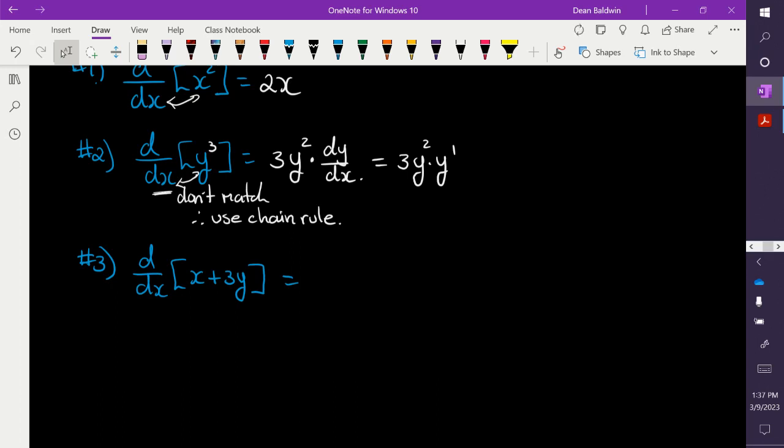All right, so next function. Now we have a mixture. All right, the derivative of this with respect to x. So, what's the derivative of x with respect to x? It's just 1. We follow the normal rules. Plus, what's the derivative of 3y with respect to x?